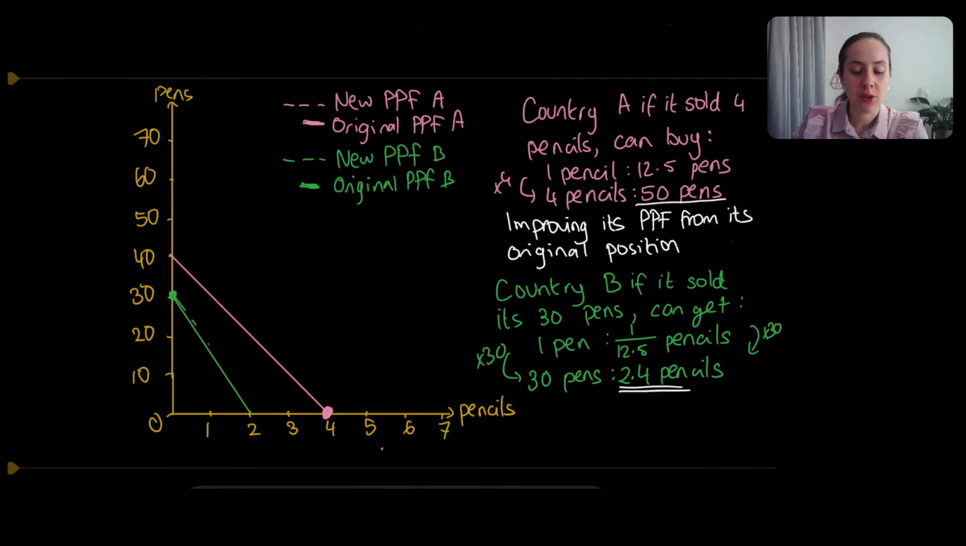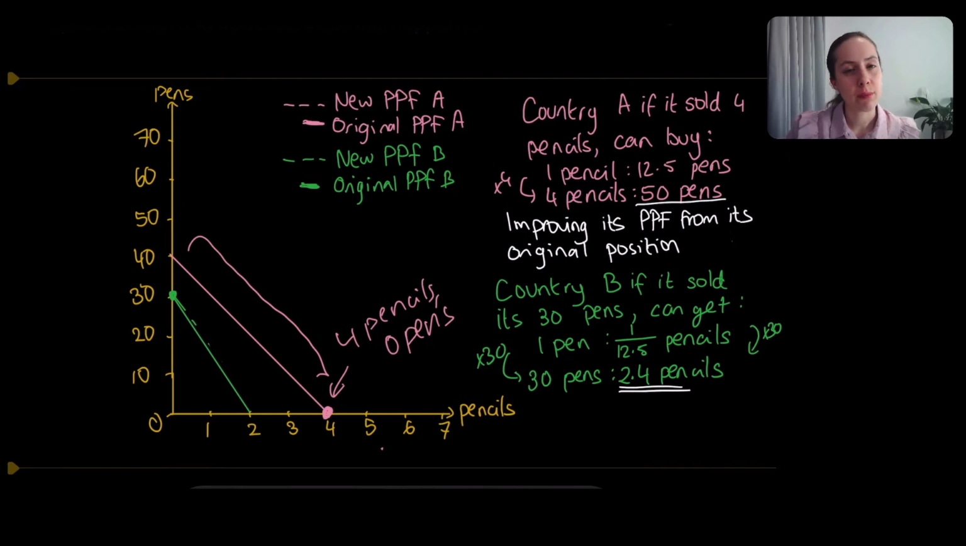And I've got a key there showing you this is the original PPF. And just to remember, country A originally could make 4 pencils and 0 pens, and that's what they specialized in. They just wanted to make pencils. So even though they could have accessed all that PPF, because they specialized, they chose to only produce on the dot. And the same with country B. Country B specialized only in pens, chose to produce only 30 pens and no pencils, even though their original PPF would have enabled them to achieve this.